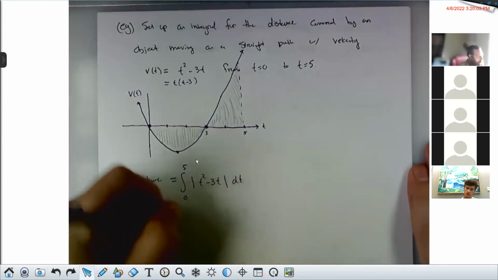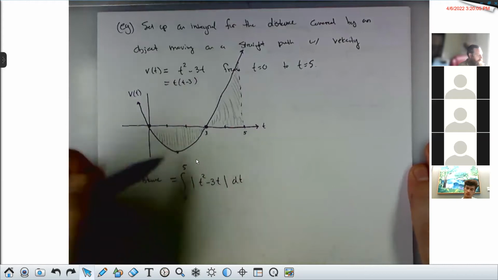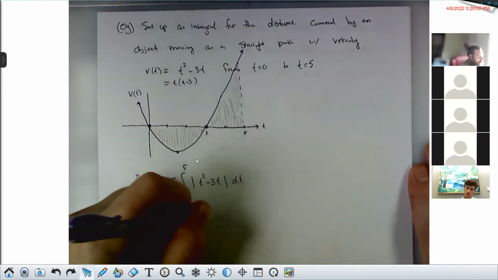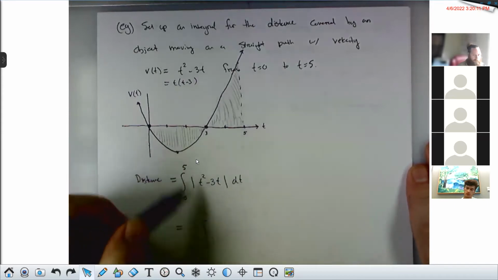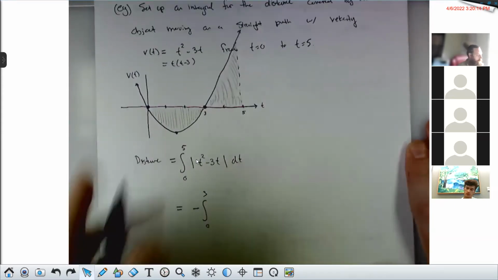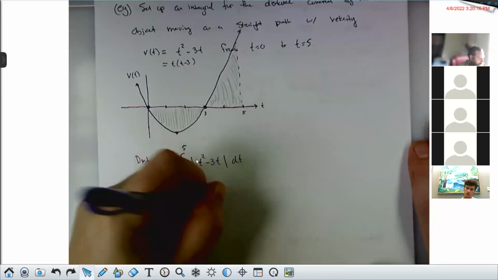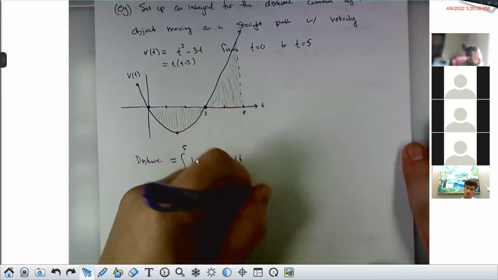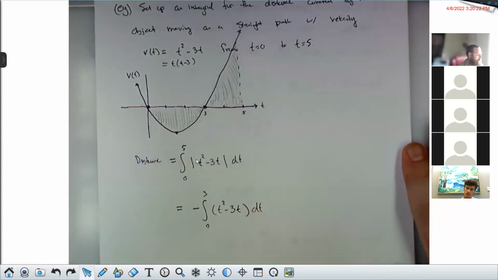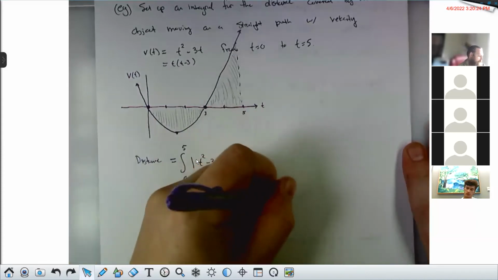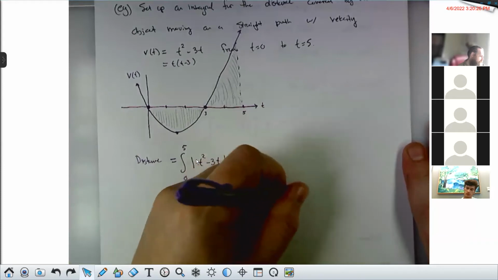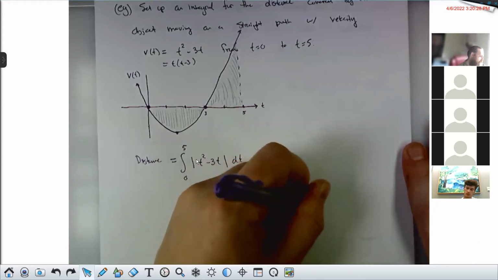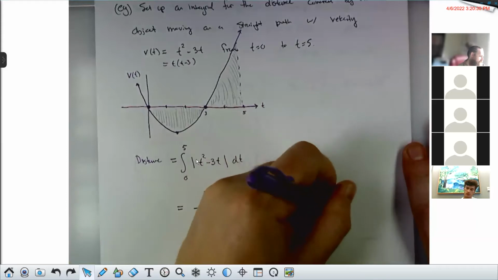So this will be equal to this region is negative, the 0 to 3 region, so I negate it to make it positive. And the whole idea here is that the absolute values go away when I do this. I no longer have an absolute value. I just have t squared minus 3t dt. And then I add to that the integral from 3 to 5 of t squared minus 3t dt.